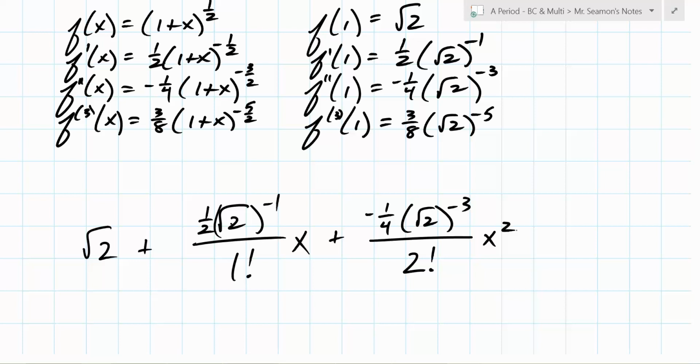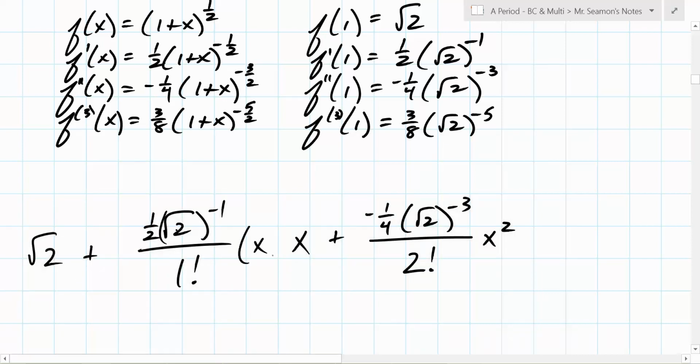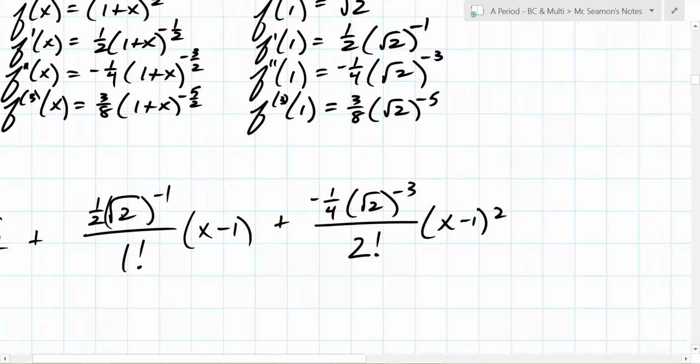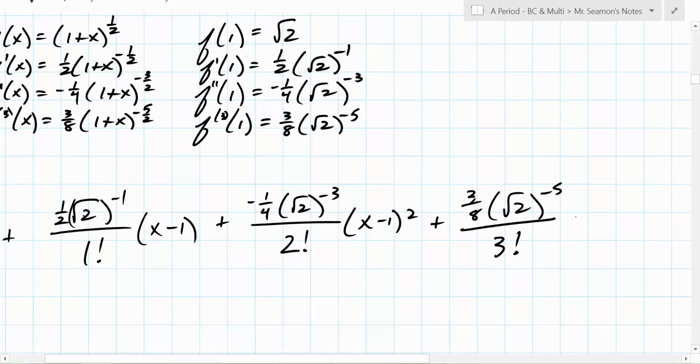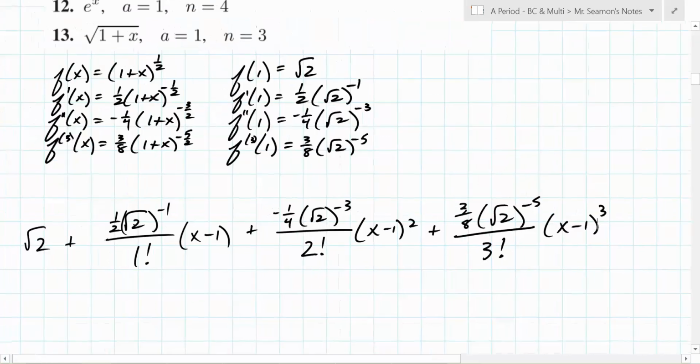What are we actually centered around? 1. So we're not quite right here, right? What do we need to actually put instead of x? Yeah, so it's going to be x minus 1. Oh, there it is. And this one's not x squared. What is it? Yeah. And then what's the next term going to be? 3/8 times root 2 to the negative 5 all over what? 3 factorial times (x minus 1) to the 3rd. Exactly.